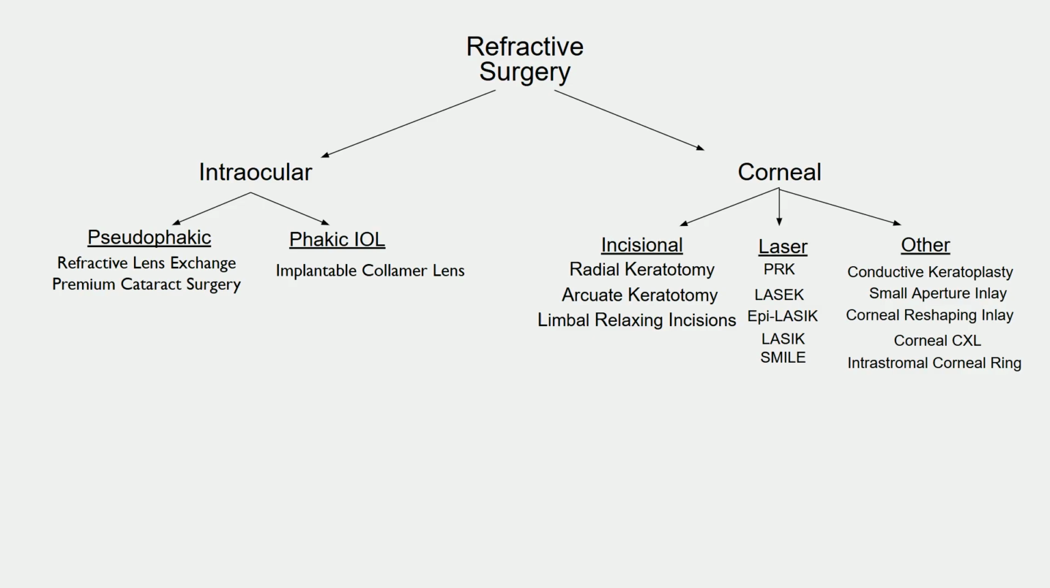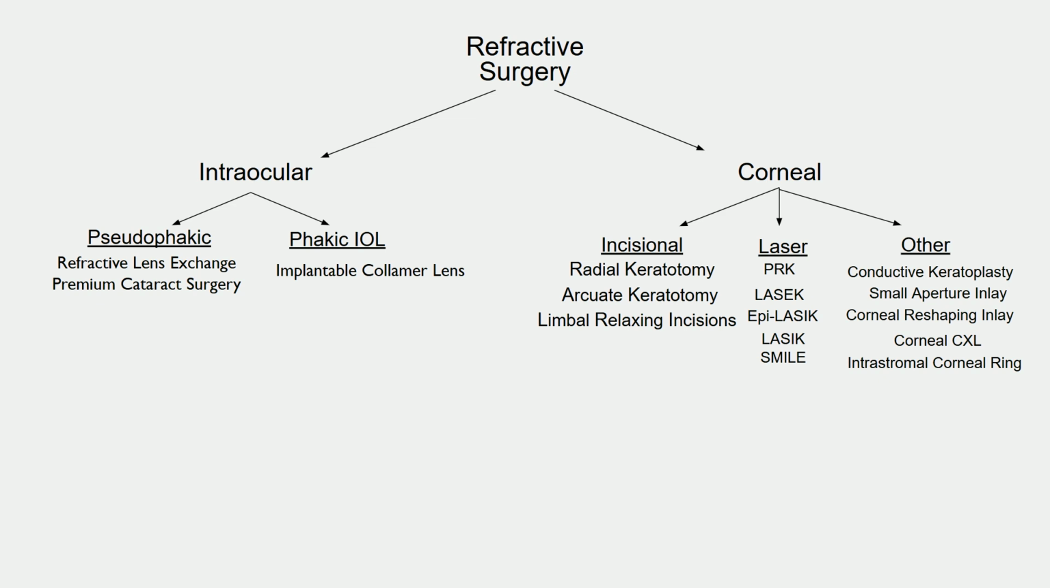So you can split refractive surgery in a couple of ways. The best way is to look at it as an intraocular procedure or a corneal procedure. When you're doing intraocular, there's pseudophakic procedures where you're actually removing the natural lens of the eye, refractive lens exchange, which you're doing prior to a cataract forming, or a premium cataract surgery. And the other pathway is a phakic IOL, which is normally an ICL, an implantable Collamer lens.